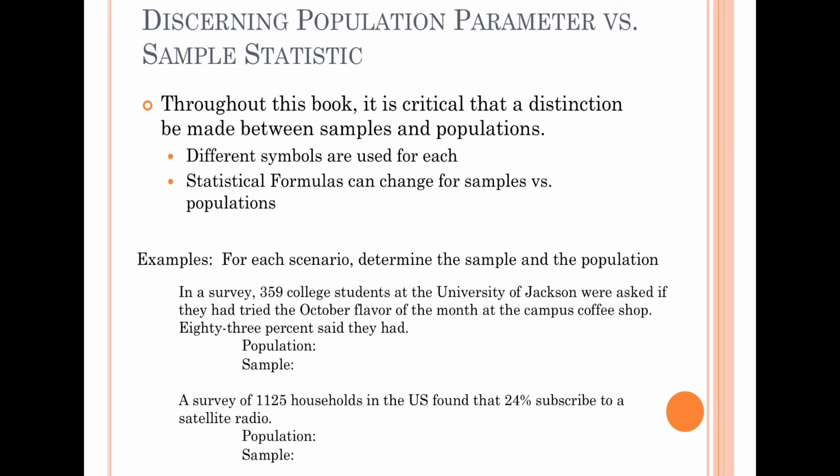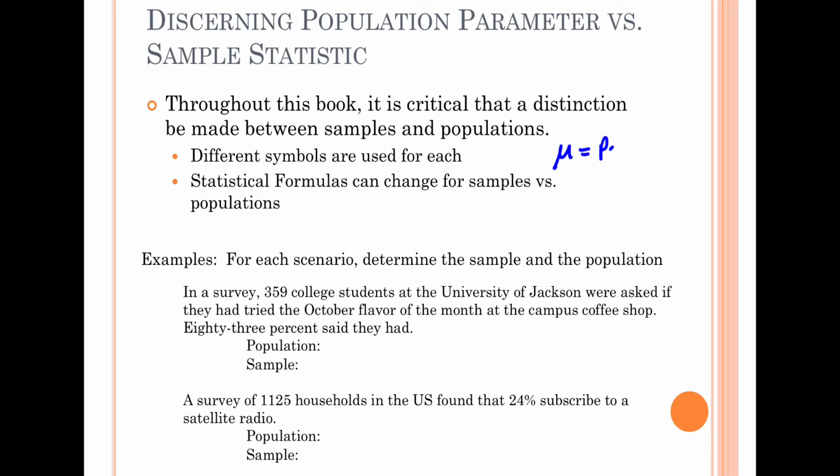We use different symbols for each. Statistical formulas can change sometimes if it's a sample versus a population. We'll see that with standard deviation. For example, with mean, we use the symbol mu. Mu means population mean, and x bar means sample mean. And we're going to look at that in a couple of sections. So for each scenario, we're going to determine where the sample is and where the population is.